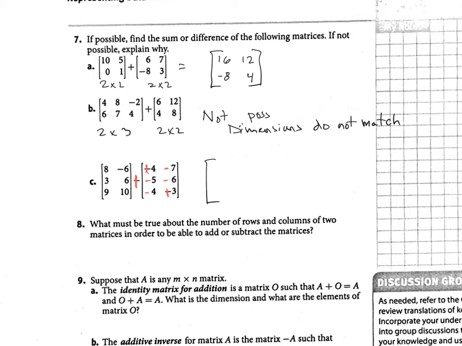Now these do have the same dimensions, because this is a 3 by 2, and so is this one. So it is possible to add these together. So 8 plus 4, negative 6 plus a negative 7, 3 plus a negative 5, 6 plus a negative 6. A 0 is allowed, so don't think you can't have a 0, because you can. 9 plus negative 4 is 5, and 10 plus 3 is 13. And so that is how you would add those two matrices together.